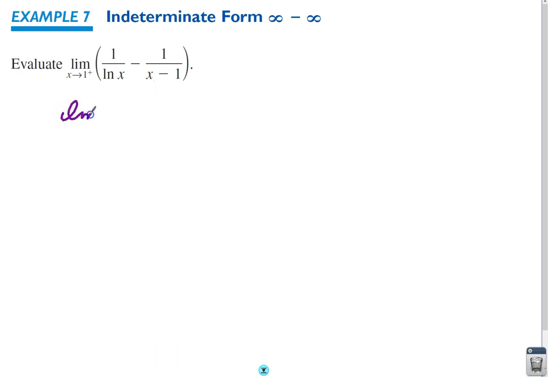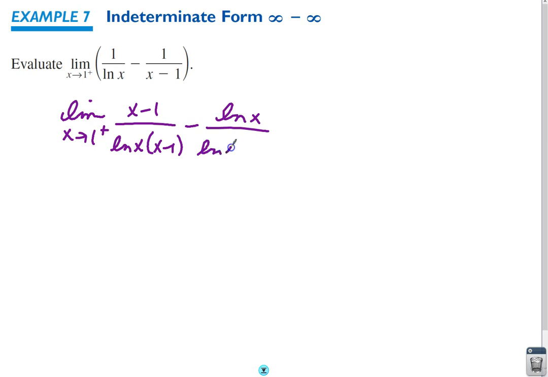So I'm going to say the limit as x approaches 1 from the positive. Yes, you need to keep that because it's very important. Remember, we're approaching, natural log of x is 1. Like, yeah, it's important. Just go with that. So common denominator would be x minus 1 over natural log of x times x minus 1, minus natural log of x over natural log of x times x minus 1. So then I take the limit.